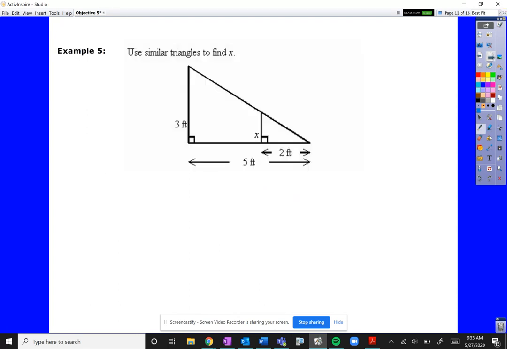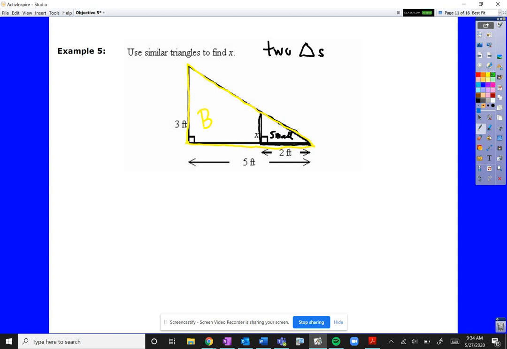A little slow today. Okay, use similar triangles to find x. Interesting. So, we need 2 triangles. Hopefully we can all see this triangle here, the small triangle, down here in the bottom. And then hopefully we also see this whole thing.